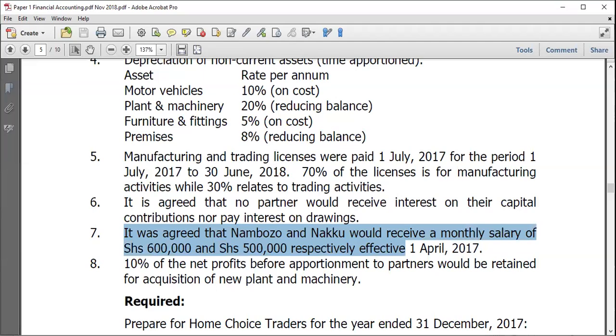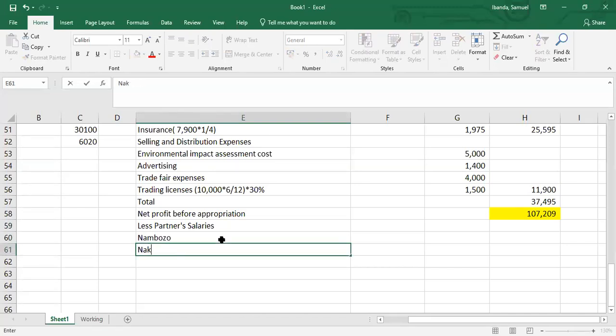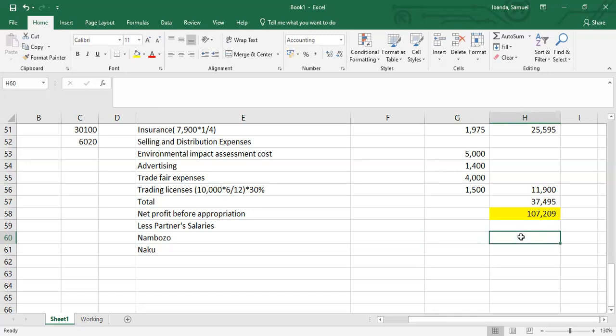Okay. So we shall say less partner salaries. So this is Nambozo and Naku. Hope I've used basically the right names there. So the salaries were 500 and 600. Okay, that is what we basically have. 600 and 500. This is Naku.